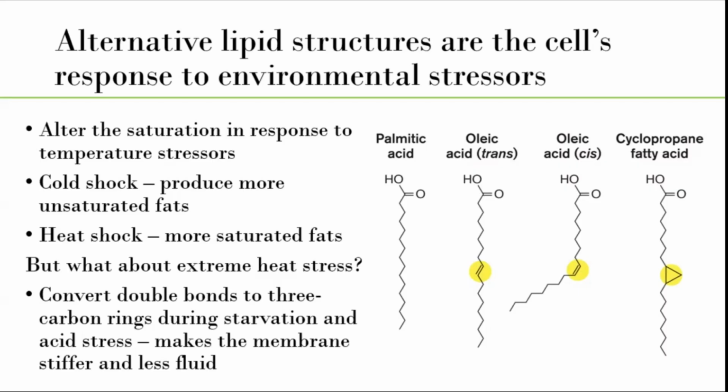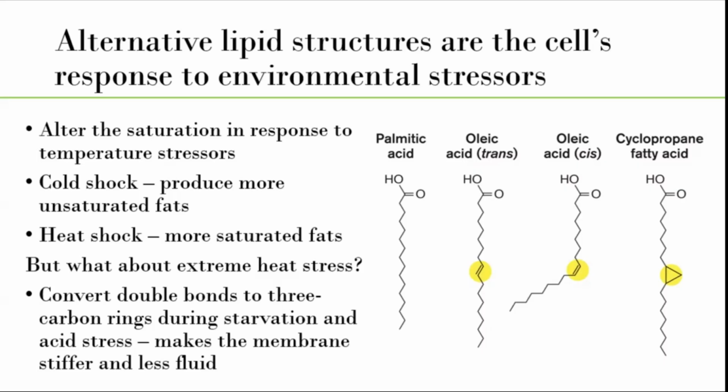Bacteria like E. coli can be in the nice gut of a warm cow one second, and then literally the next second they're in a patty on the ground in the cold and the snow. So they have to be able to quickly adapt to these changing environments. So in response to cold shock, that poop coming out of the cow and landing in the snow, they're going to produce more unsaturated fats.